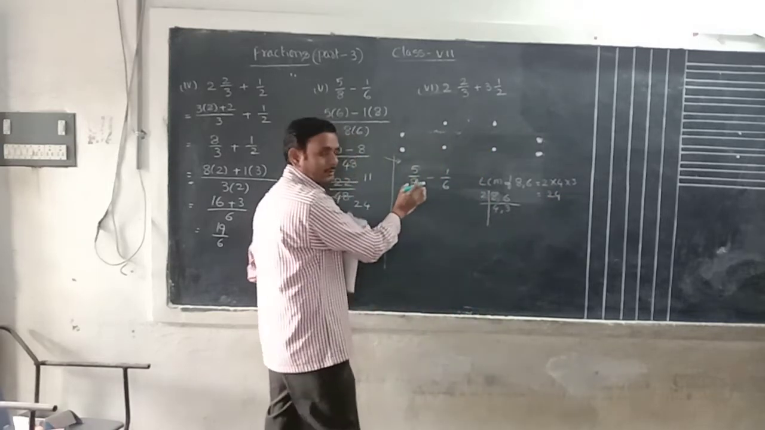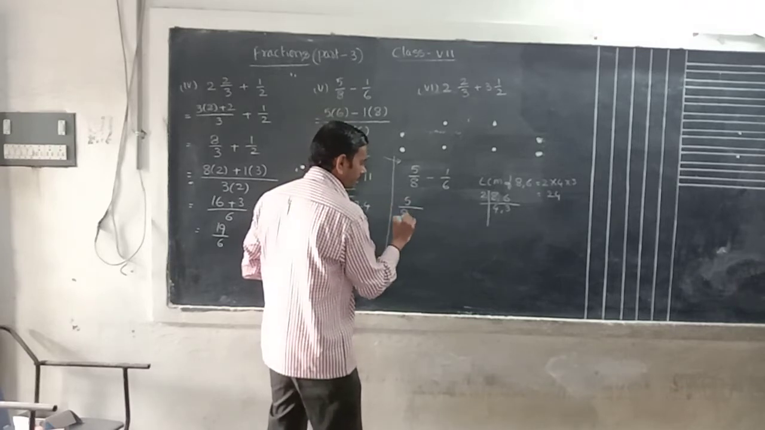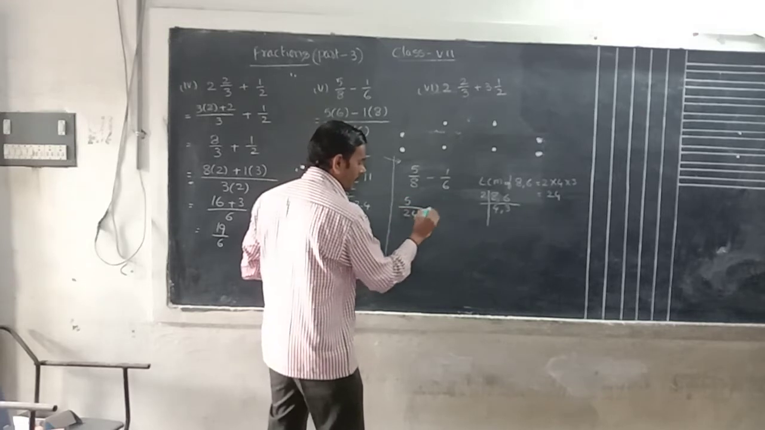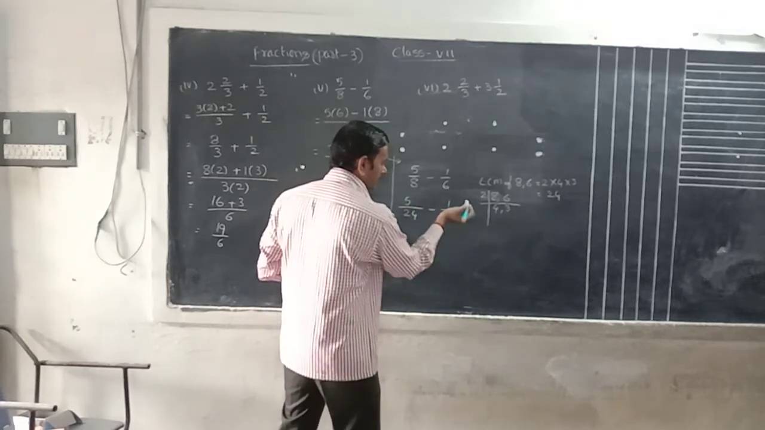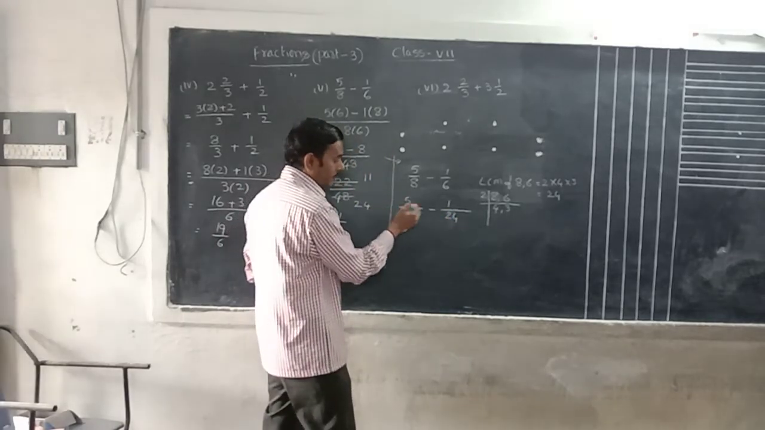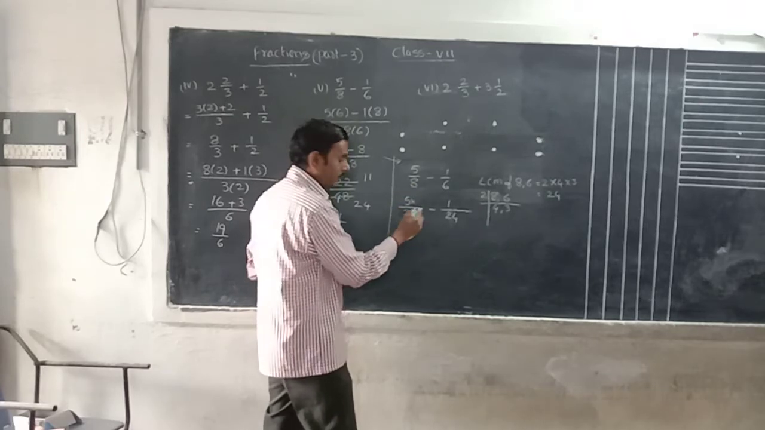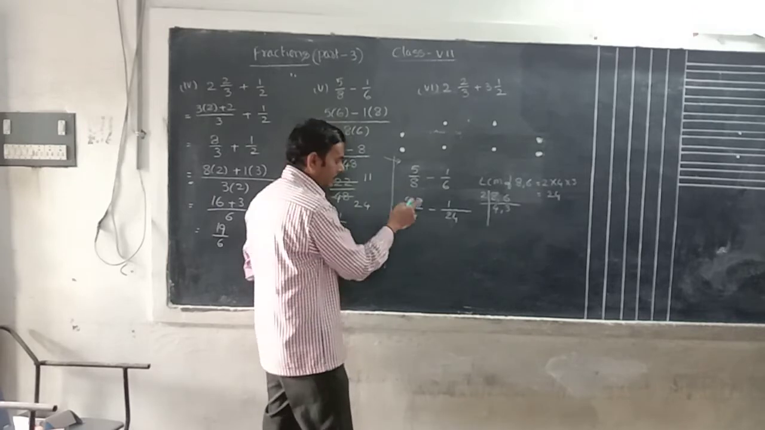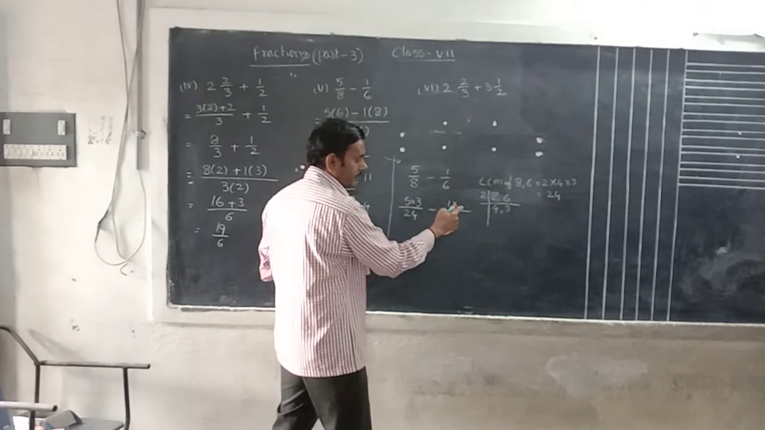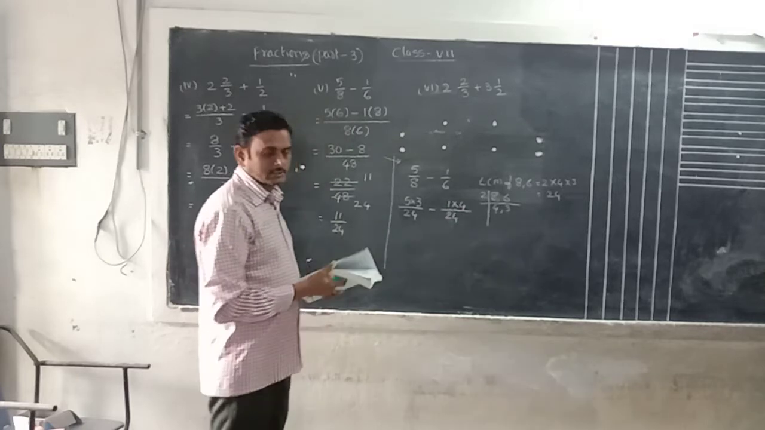That means here I want to get 24. Here I want to get 24. 5 by 8. Otherwise you can write 24 directly. 24. 1 by 6, 1 by 24. Write directly. 8 table: how much should multiply to get 24? 8 should multiply by which number to get 24? 8 3s are 24. Similarly here, 6 table: which number should multiply to get 24? 6 4s are 24.